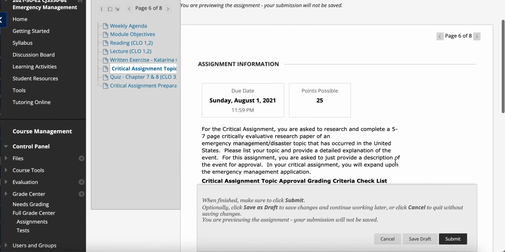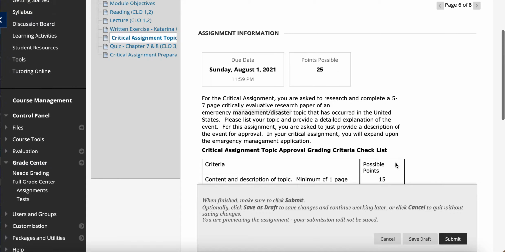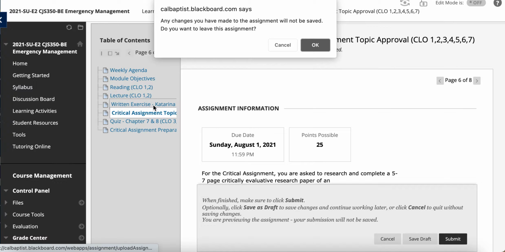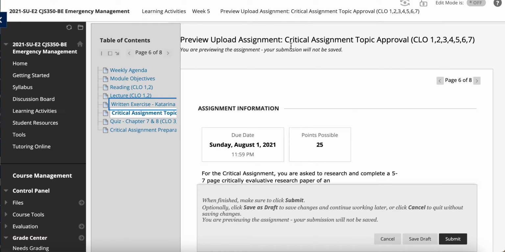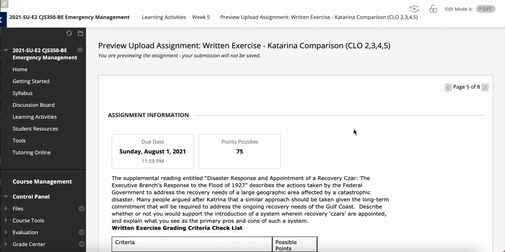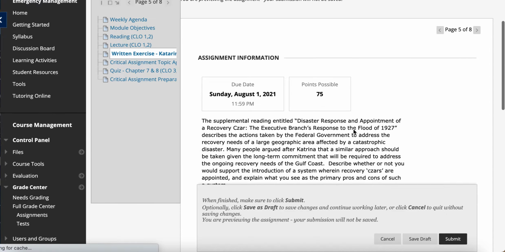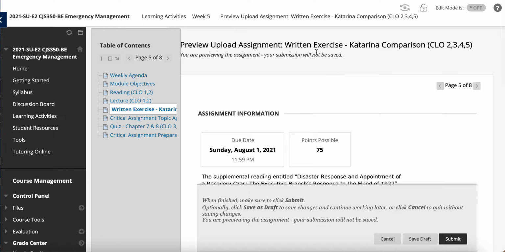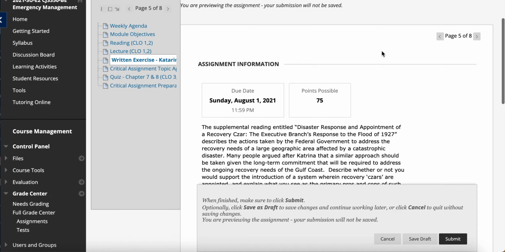What we have this week for our written assignment, let me jump back here to our written assignment. For our critical assignment this week, it is due on Sunday, August 1st, for 75 points. And the title of this is going to be our Katrina comparison.